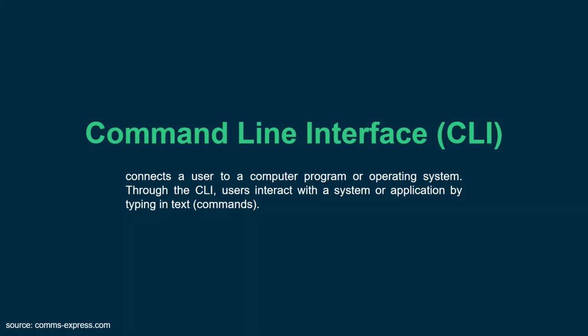So this is a definition of command line interface. Maybe I'll just read it out, but don't stress your mind trying to memorize this. It's just a definition that I Googled. Command line interface, just like every other interface like GUI, graphical user interface, connects a user to a computer program or operating system. It's just that, compared to GUI, the user will interact with a system or application by typing in text, and the text we type is called commands.